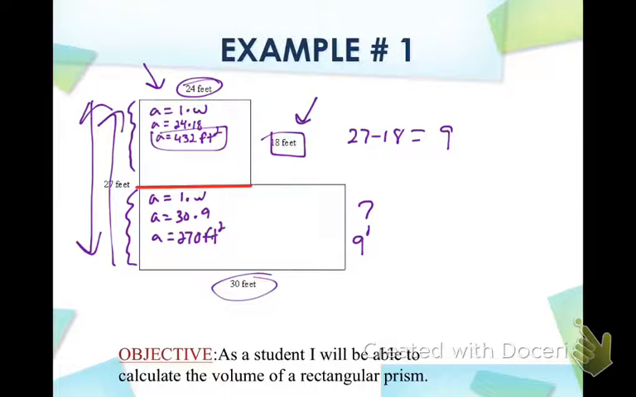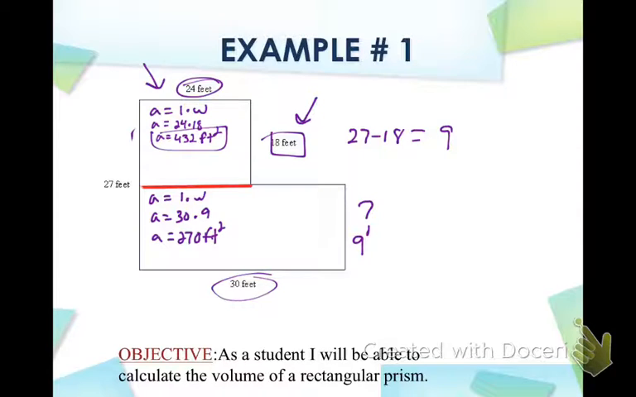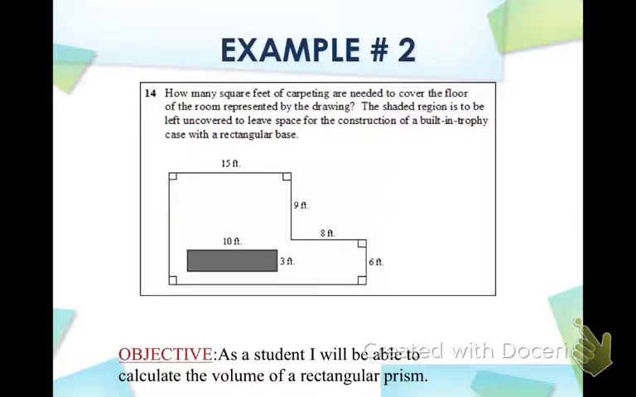Now, the total area of this figure is what we're looking for. If we're looking for the total area, what are we going to do? We're going to add those together. So the area equals 432 plus 270, and that's going to give us an area of 702 feet squared, and that is our total answer for this composite shape. So that's number one. Here we go. Moving on to example number 2. This one is a little bit more difficult.